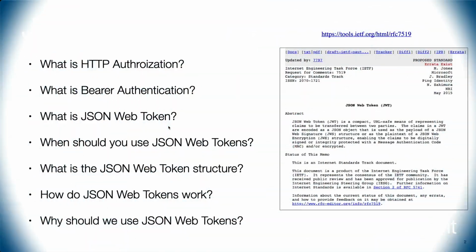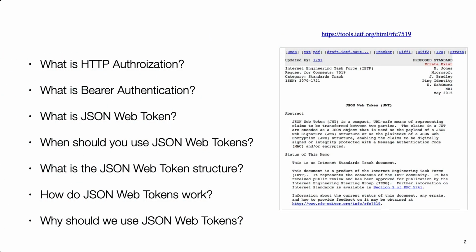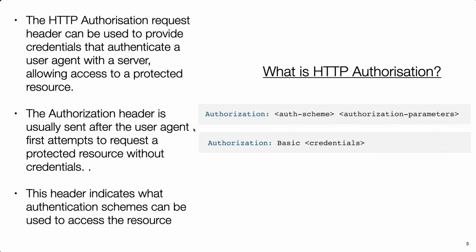We'll pose it as a series of questions. We've got to go back a little bit before JWT to HTTP authorization in general, bearer authentication, and then JSON Web Tokens, how they're structured, what's in them, how do they work. Starting with authorization, HTTP has an authorization request header, which is something we can use in this context.